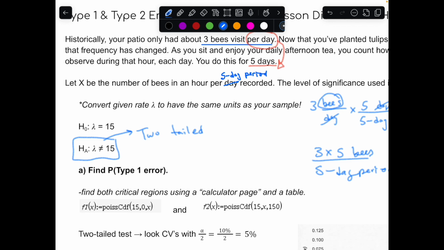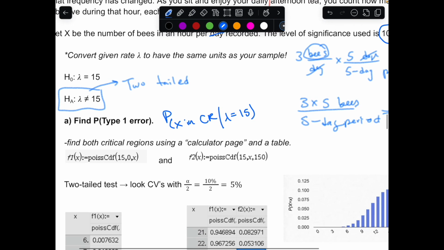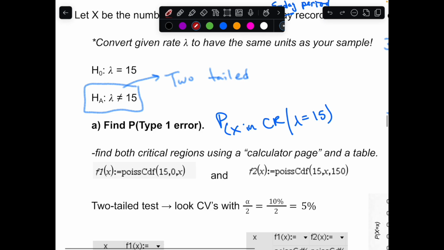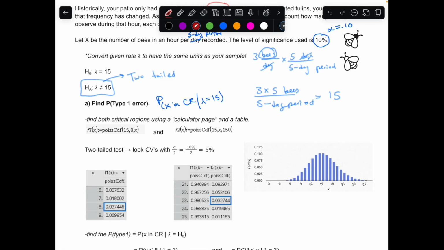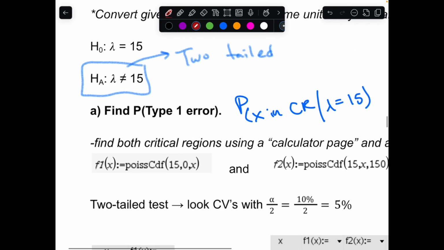Part A, find the probability of a type 1 error. So we want to find the probability that your sample is in the critical region given lambda equals 15 B's per 5 days. So what we're going to need to do first is find both critical regions. There's going to be a lower tail critical region and an upper tail critical region.